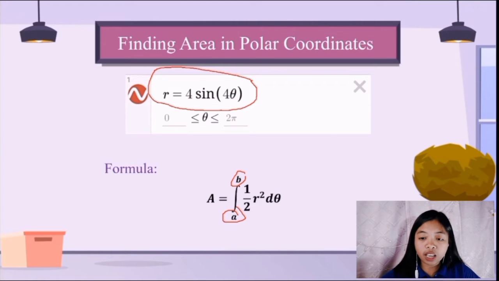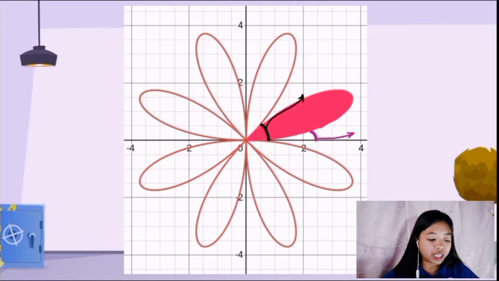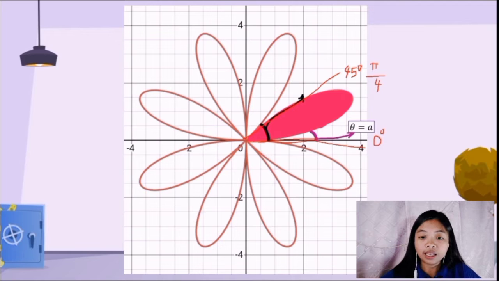Let's look at our graph once again. As you can notice, the shaded region is bounded by the angle theta equal to 0 degrees and the angle theta equal to 45 degrees. This is our 45 degrees, or simply pi over 4. So this angle is our alpha and this angle is our beta. And this is our r.